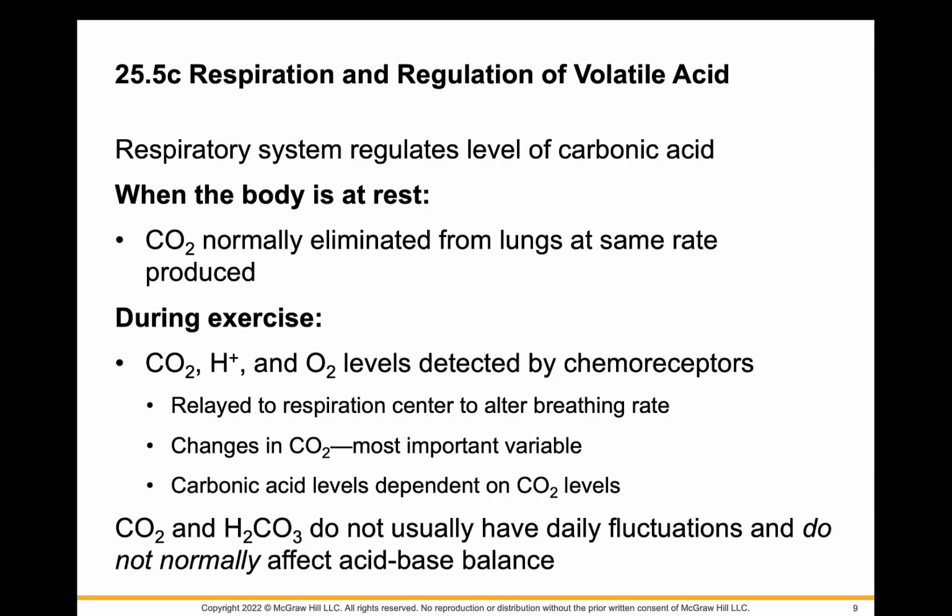Now, when we look at the regulation of pH via the respiratory system, it's all about carbonic acid. When the body is at rest, CO2 is normally eliminated from the lungs at the same rate that it is produced. During exercise, CO2, hydrogen ion, and O2 levels will be detected by chemoreceptors. This is going to result in an alteration of ventilation. So one thing to keep in mind is what impacts ventilation more so than anything else is an increase in carbon dioxide. One thing to remember here is during exercise, we're really going to be increasing ventilation to meet the demand of the exercise.